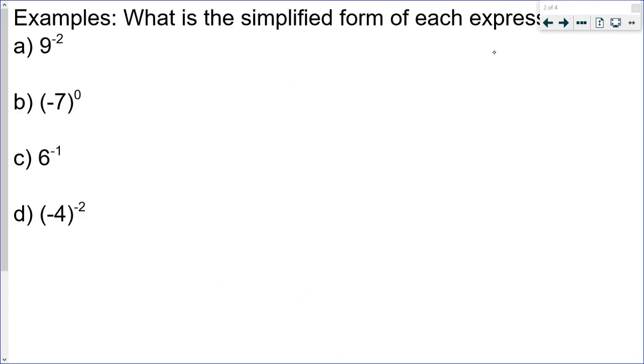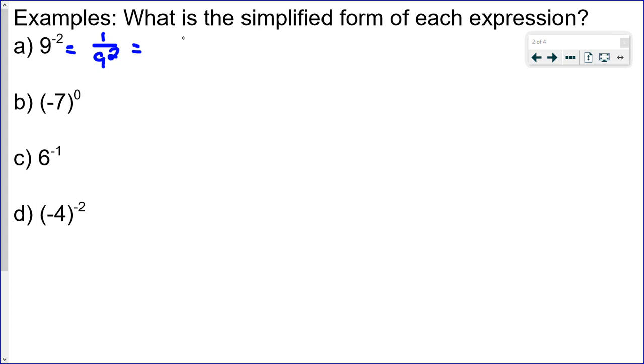All right, so let's look at some more of these. So what is a simplified form of each expression? When we talk about simplifying, like I said, we don't like to leave powers with negative exponents. So 9 to the negative second power, to make that a positive exponent, we just put it under 1. And so it'd be 1 under 9 to the second power. And then we could simplify that even further by going ahead and doing 9 to the second power and getting 1 over 81.